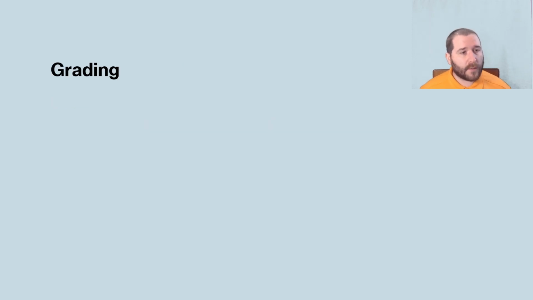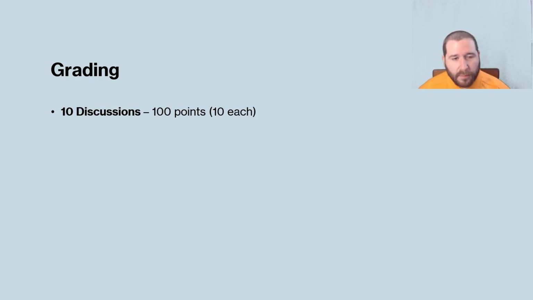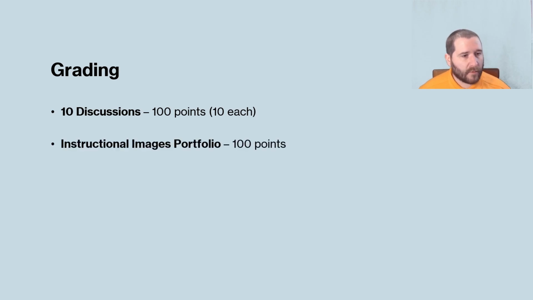Next up, grading. What does grading look like in this class? There's going to be 10 discussion posts. Each will be 10 points, so it'll be 100 points total there. And then we'll have 3 projects that we've talked about a little bit in our objectives already. There will be an instructional images portfolio that'll be worth 100 points.